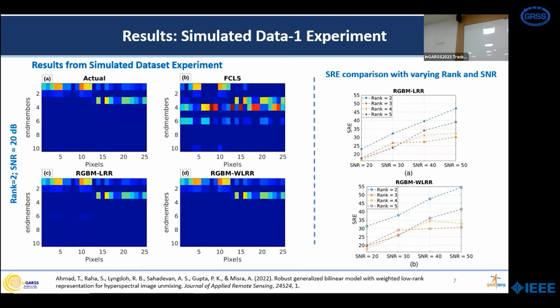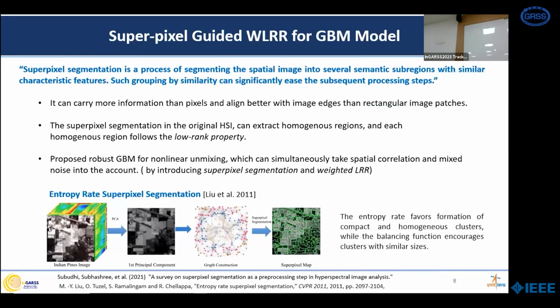Now we introduce our superpixel scheme. A superpixel is a set of pixels which has similar spectral and spatial characteristics. There are two types of superpixels here: one is graph-based, another is gradient-based. Here we are following the graph-based method, the entropy rate superpixel segmentation approach. When this approach is applied we get superpixels. We consider each superpixel for our abundance estimation, and we apply the weighted low rank constraint over each superpixel to get the accurate rank of the superpixels.